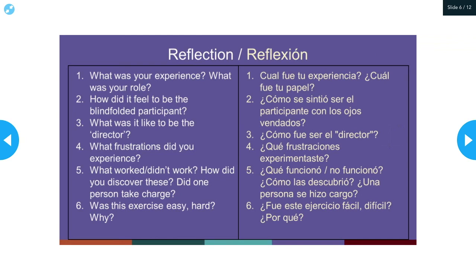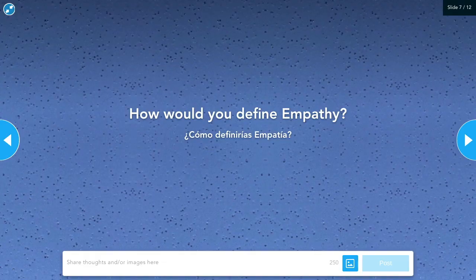What frustrations did you experience? What worked? What didn't work? How did you discover these? Did any one person take charge over the whole activity? Was it a shared experience? Was this exercise easy or hard? A great opportunity for reflection and discussion. And then you can ask students to define for you, what is their definition of empathy? And they would go ahead and post in the collaborative board here.